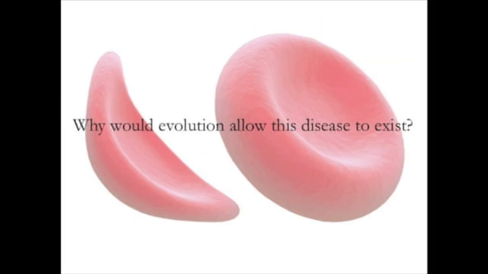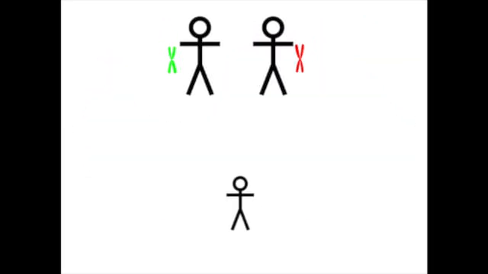Why would evolution allow this disease to persist? Because those with just one copy of the gene from one parent have resistance to malaria. Sickle cell disease occurs more commonly among people whose ancestors lived in areas where malaria was more common. Therefore, sickle cell alleles can be selected for because they solve a problem.